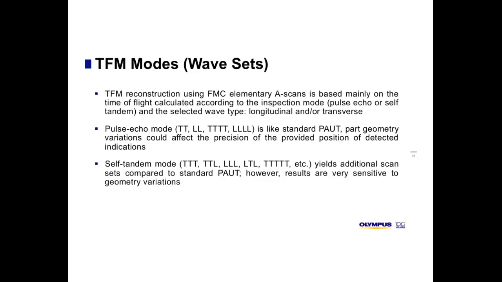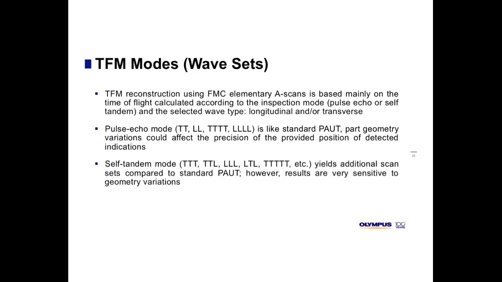And here, part geometry variation could affect the precision and the accuracy of the provided position of the detected indication. However, it's very rare that we will see a complete miss of the indication. So we can see a different position. However, we still have a good detection.